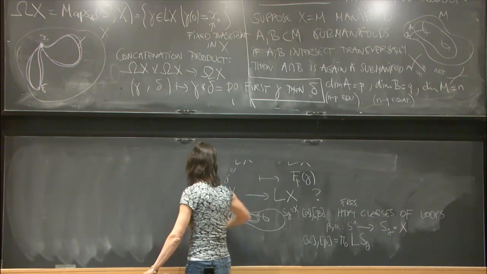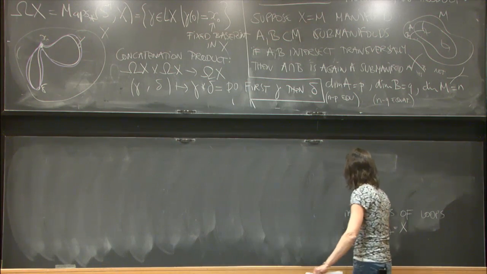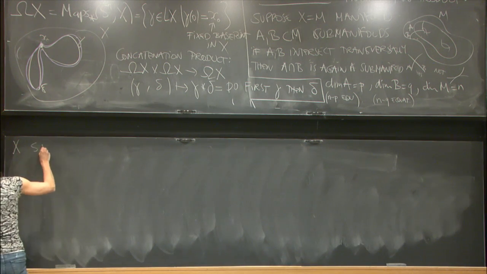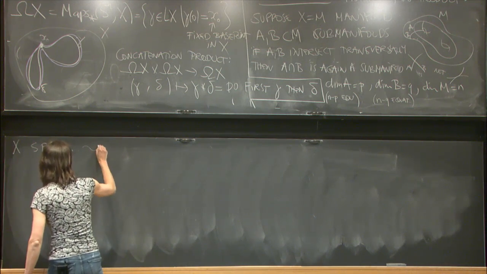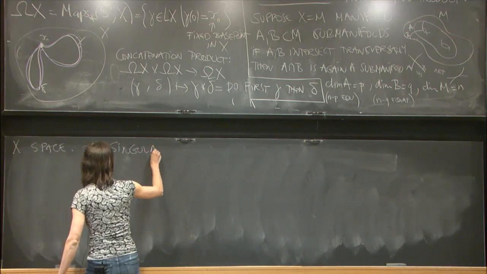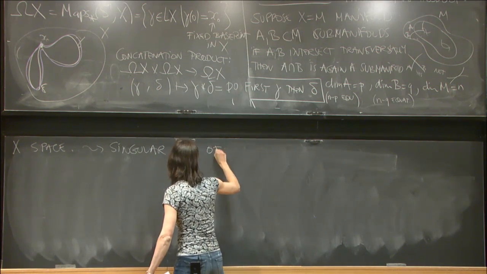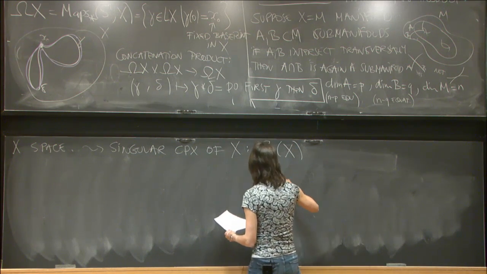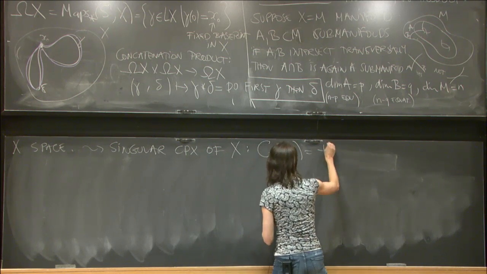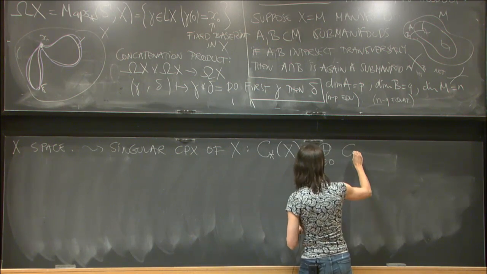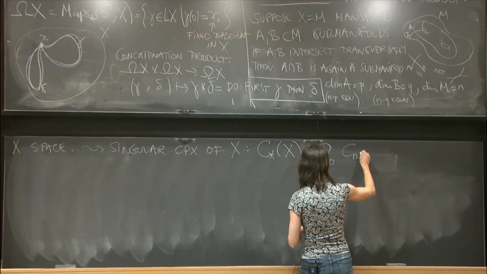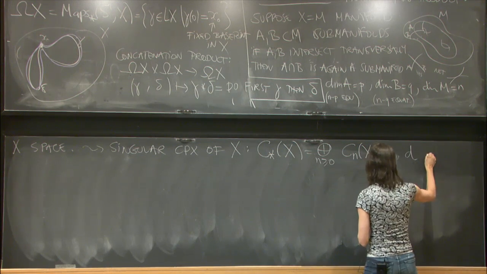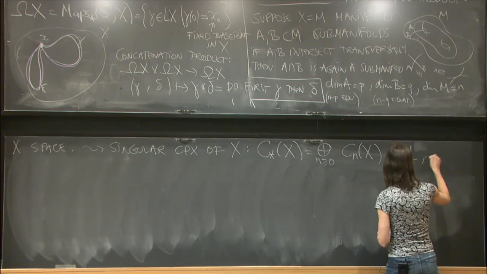So I'll do a little bit of recap of singular homology. So X is a space again, any space. Then we have something called a singular chain complex. I denote it C star X. It's a chain complex, so that means a sum over n greater or equal to 0, that's what it looks like, C n X, and there's a differential with d squared 0.